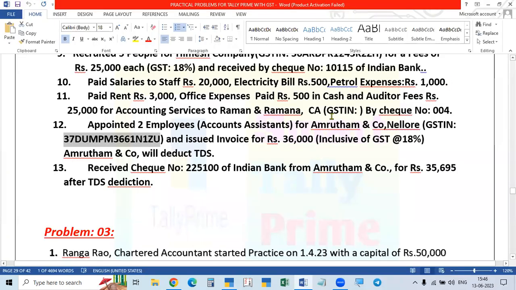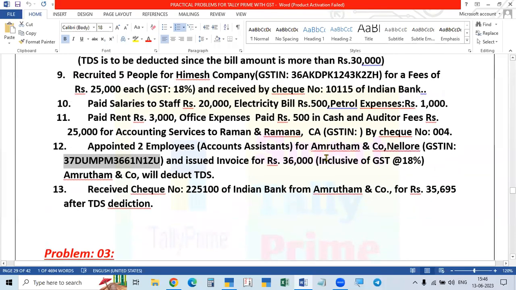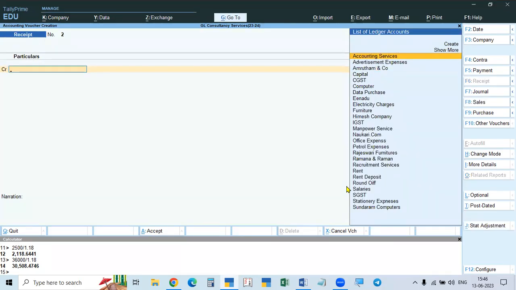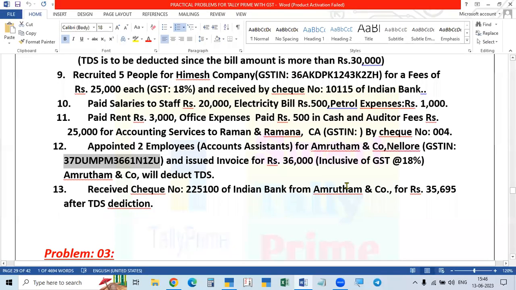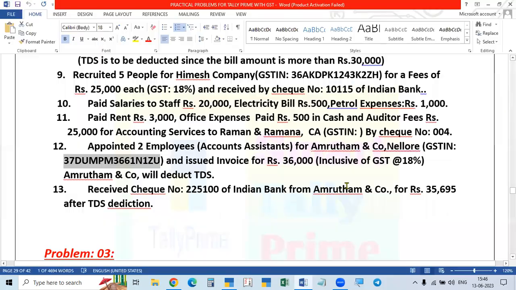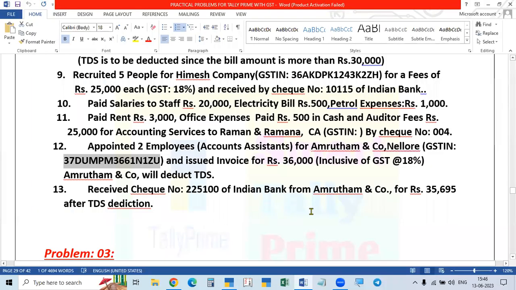Okay. And then received a check, number from Indian Bank. See Amrutam. We gave the invoice and received the check. I think it is assumed to be some other day. So some other day we received from Amrutam and Co. Received means a receipt voucher, Amrutam and Co. We received the money. How much?